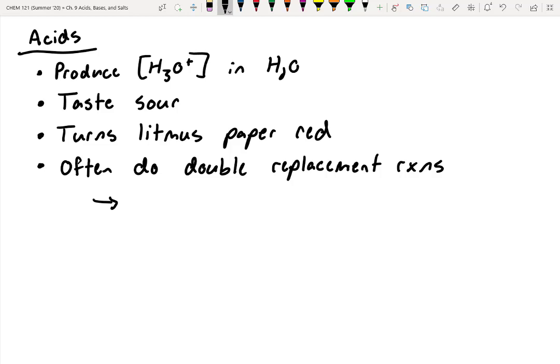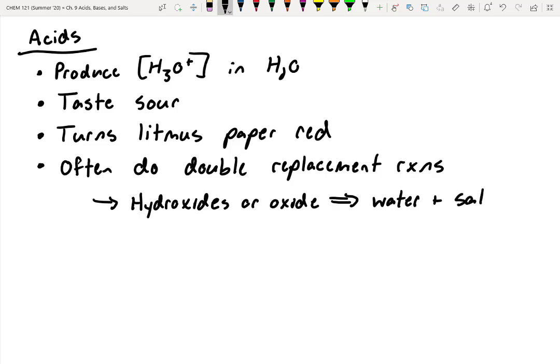So with hydroxides or oxides, what you often get out is water. You get water and you get a salt.